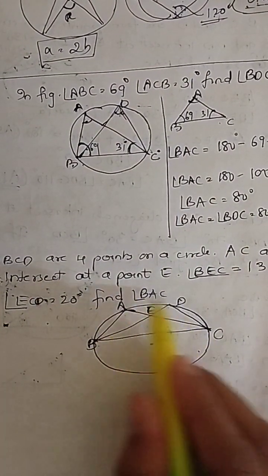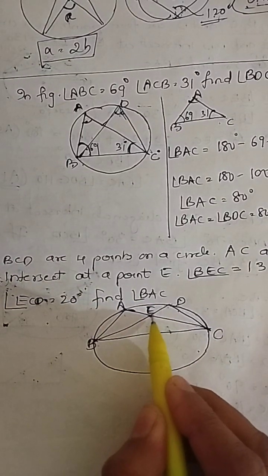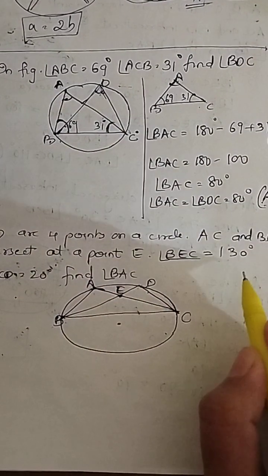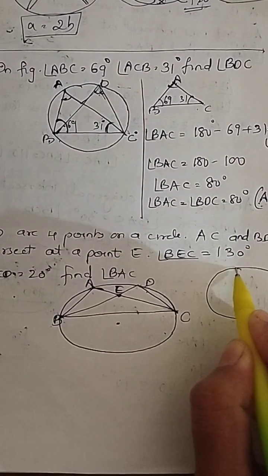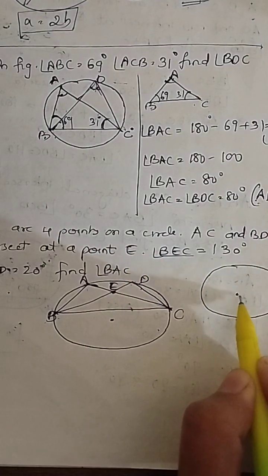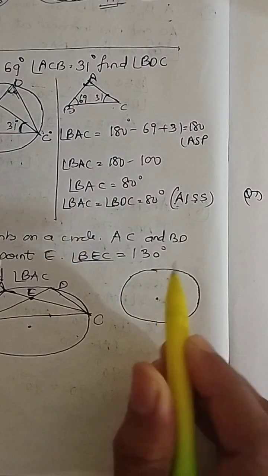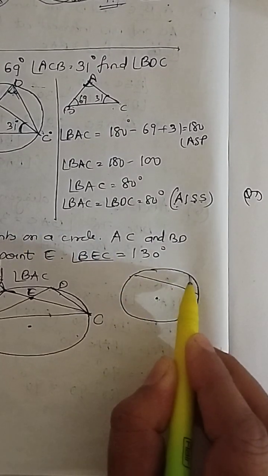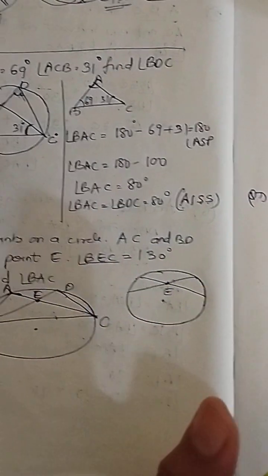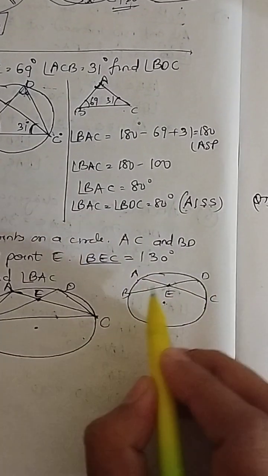ABCD are 4 points on the circumference of a circle. AC and BD intersect at E. This diagram is not given, so you have to draw it. Draw the circle and its point of intersection E. Remember, the center O will be here, so you will not intersect over here. You will draw it so that the intersection is somewhere else. It should not be the center of the circle. Then you name A, B, C, D. This is how you will draw the diagram.